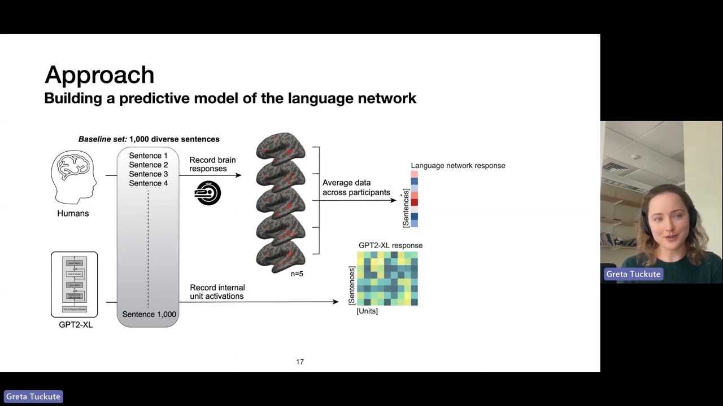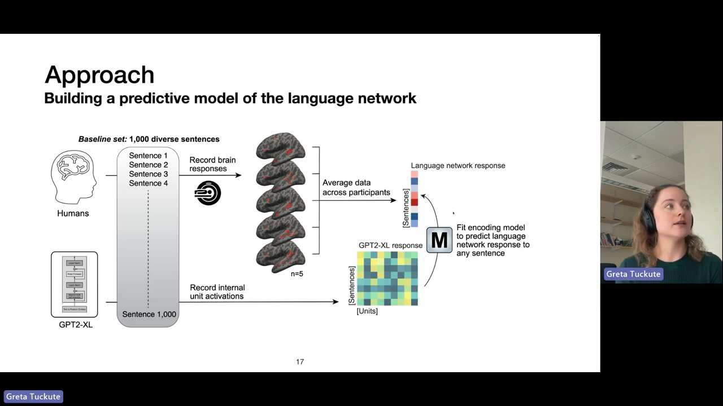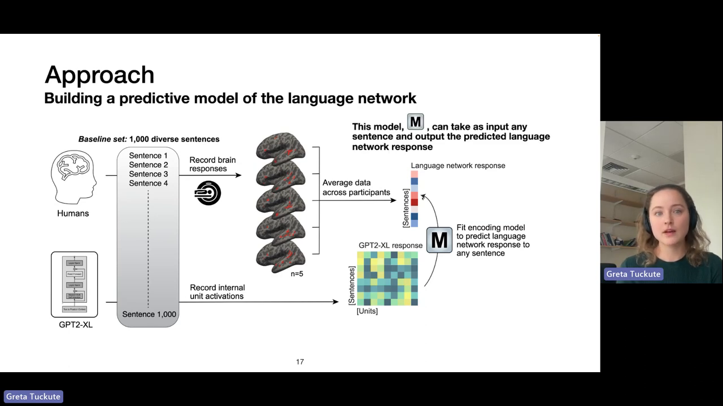On the modeling side, we also have our LLM, our large language model, in this case, GPT-2XL, which we also expose to the same 1,000 sentences, and then we record the internal unit activations, the representations of this network, while this network is processing the same 1,000 sentences that the humans were exposed to. In that way, we can leverage the activations from GPT to fit an encoding model that can then predict the activation associated with each single sentence. So that means that this model can take as input any sentence and output the predicted language network response. So this is a very, very useful predictive model.